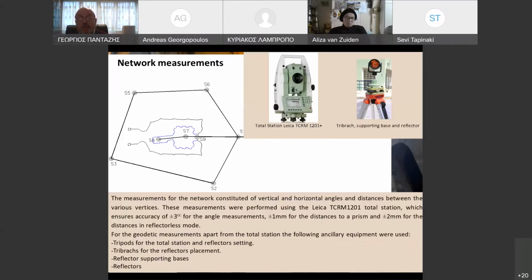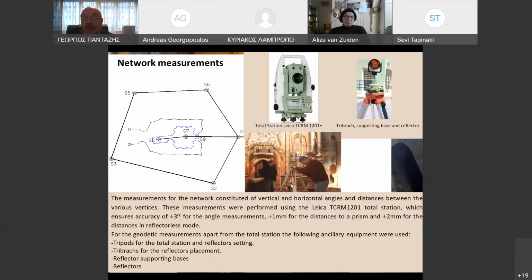For the geodetic measurements, apart from the total station, the following equipment was used: tripods, triplets, reflectors, support bases, reflectorless. This is a photograph of the position of the total station outside of the Holy Edicula.